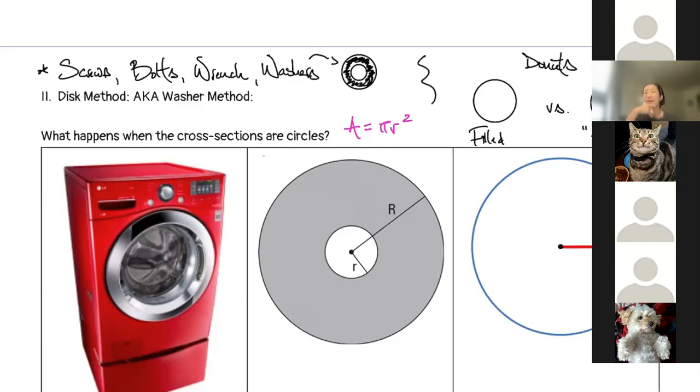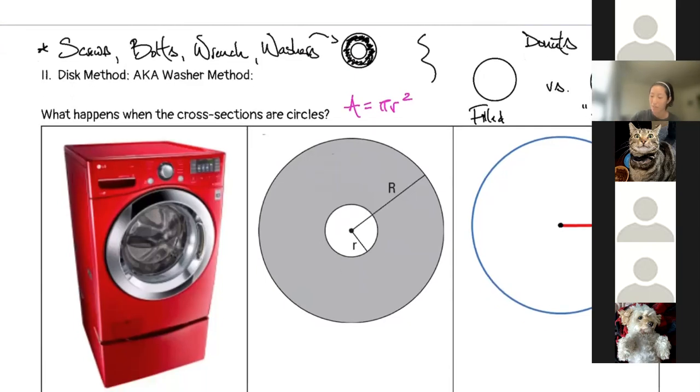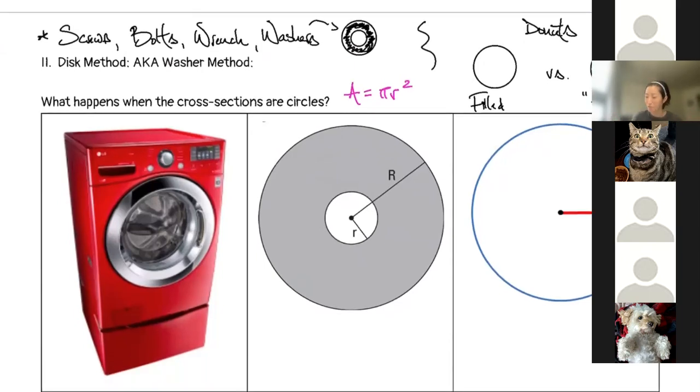Now, when we're thinking about the disc method and the washer method, I think they would have been so much more relatable if we called it the donut method. What we're really going to be talking about today is how we can figure out volume by taking these slices. We're slicing things just like we did last week, but every slice is now a circle. That is the cross section. And for that reason, we're going to be using a lot of pi r squared today.